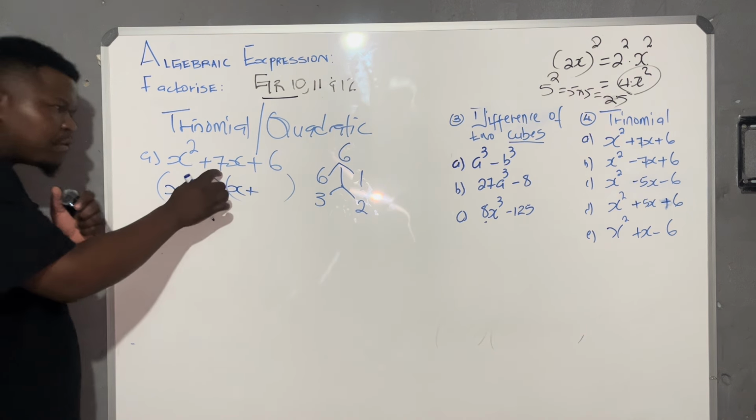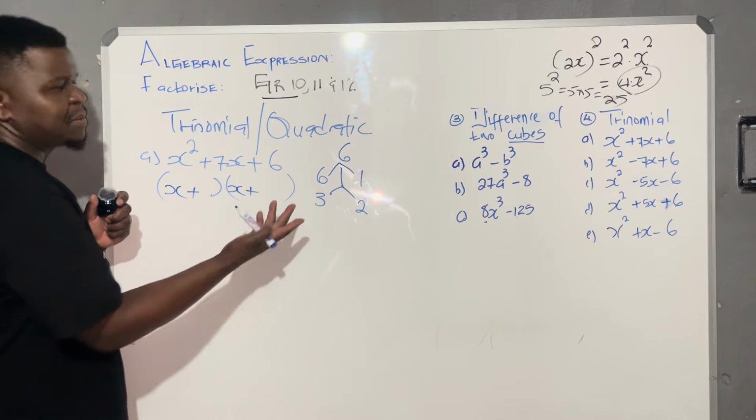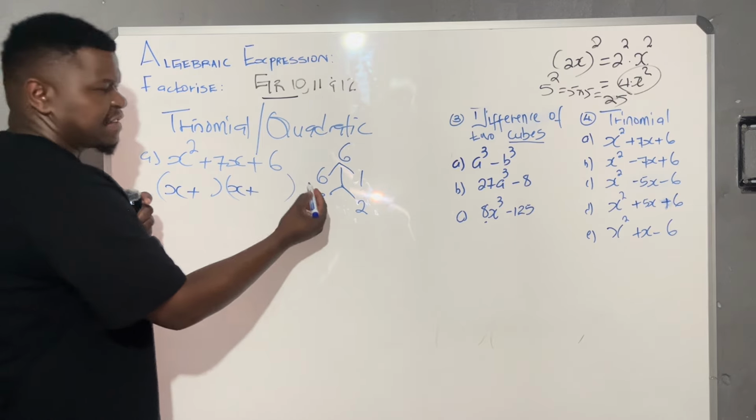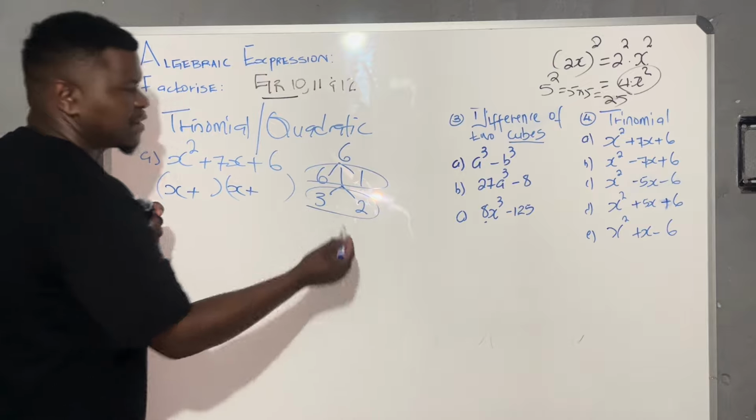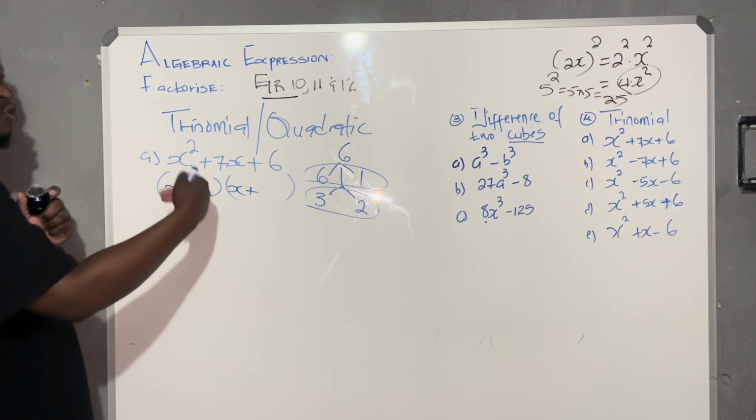Most learners are looking for factors of 7. No. Look for factors of 6. Any numbers that we multiply together that give you 6. Now, the first set here is 6 and 1. The second is 3 times 2. Both of them give us 6. But not all of them are relevant to be used.